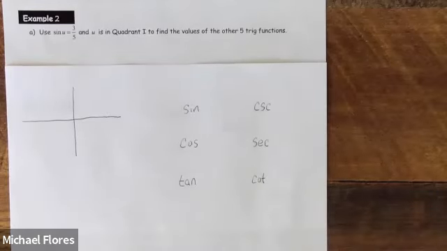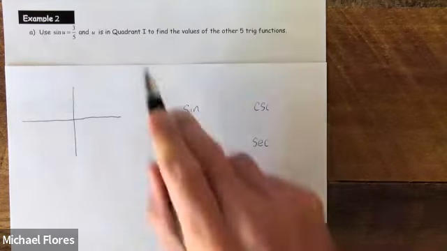Example 2, use sine of u equals 3 over 5, and u is in quadrant 1, to find the values of the other 5 trig functions. What we're about to do is very similar to the previous 2 problems, so try not to let the terminology confuse you a little bit. Now, our triangle is going to be in quadrant 1.